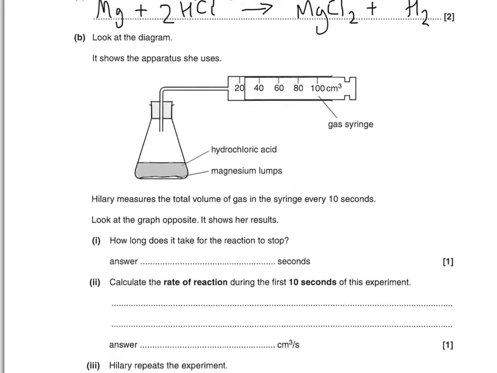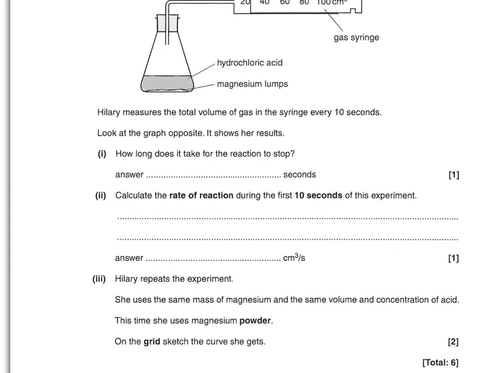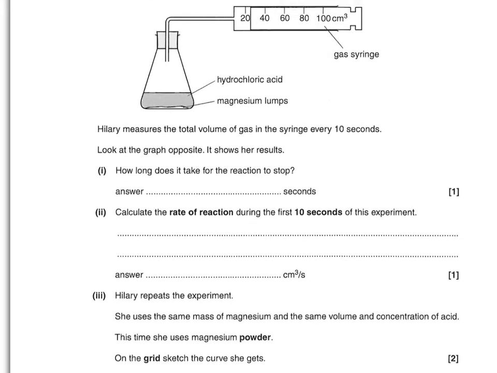Next question, look at the diagram, it shows the apparatus she uses. Hilary measures the total volume of gas in the syringe every 10 seconds. Look at the graph opposite, it shows her results. How long does it take for a reaction to stop? So you'll be able to see the graph if you've got this paper in front of you. Any answer between 47 and 51 will get you the mark there. So 47, 48, 49, 50 or 51 will get you the mark.